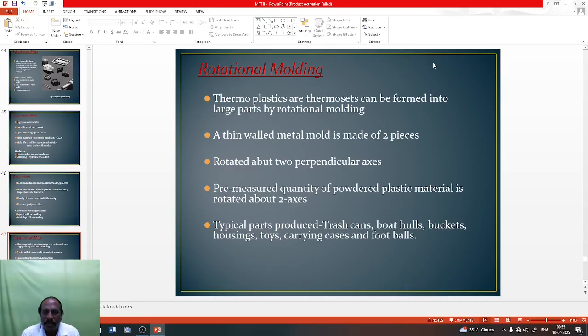In the rotational molding process, we get symmetrical shapes by rotating about two perpendicular axes. Due to that, we get the desired shapes. The shape will be cylindrical, semi-cylindrical or round. Typical parts produced are trash cans, boat hulls, buckets, housings, toys, carrying cases and footballs.